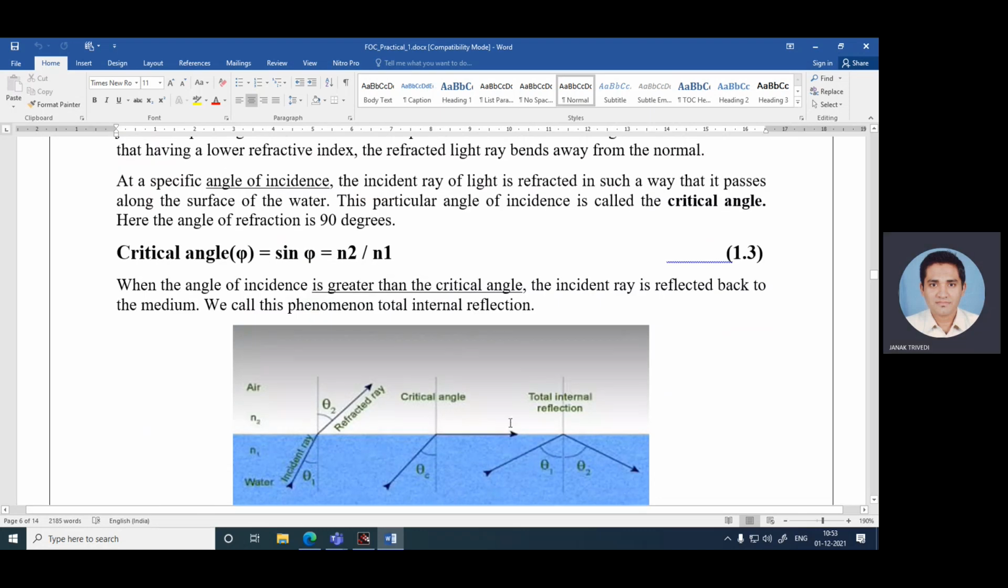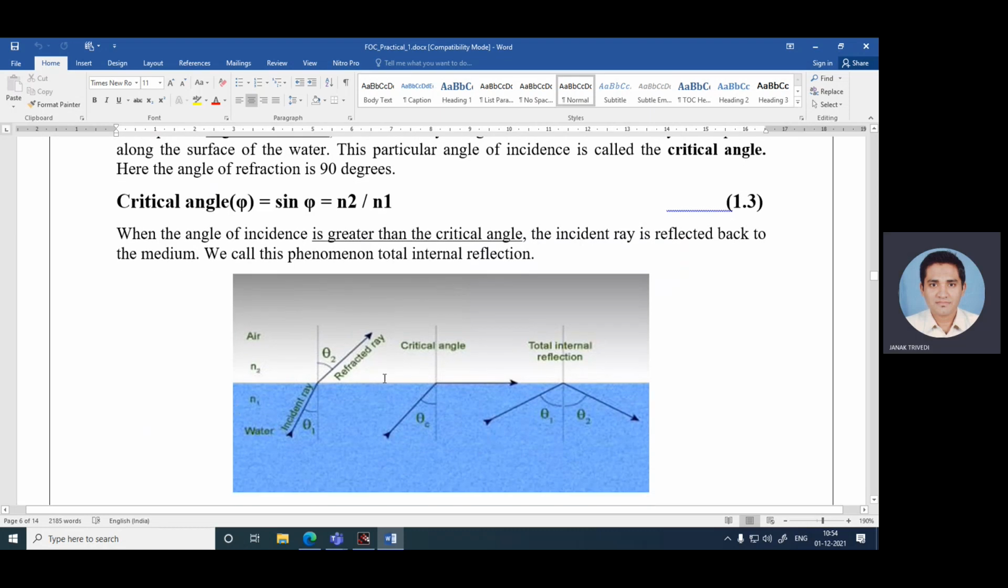At the specific angle of incidence, that is theta 1 or theta 2, the incident ray of light is refracted in such a way that it passes along the surface of the water. So this is at around 90 degrees. This particular angle of incidence is called the critical angle. Here the angle of refraction is 90 degrees. Critical angle is given by sin phi equal to n2 divided by n1.